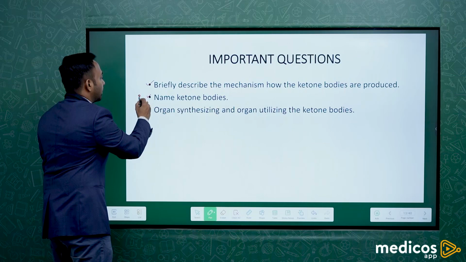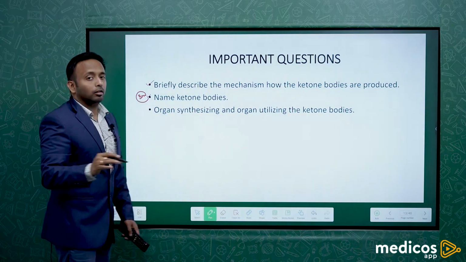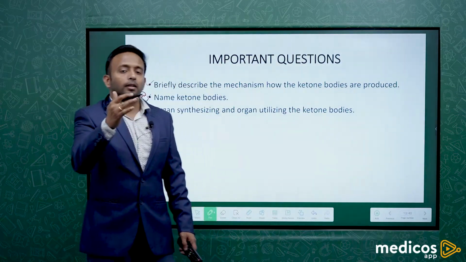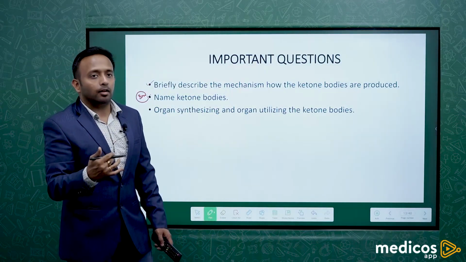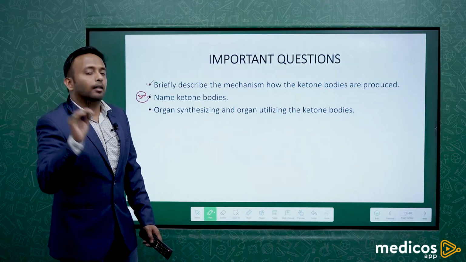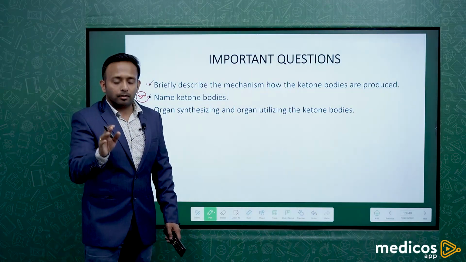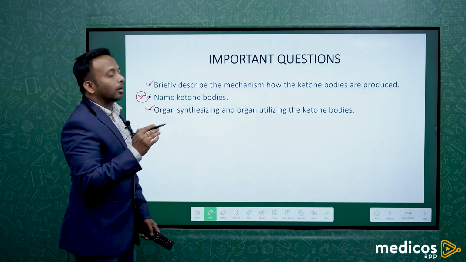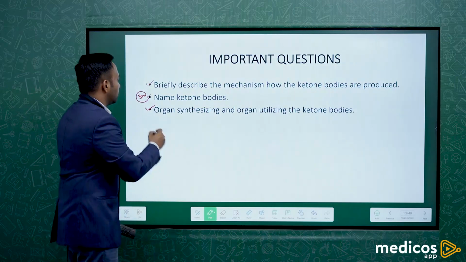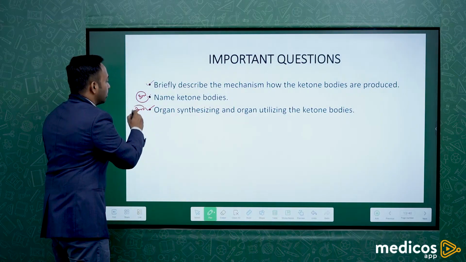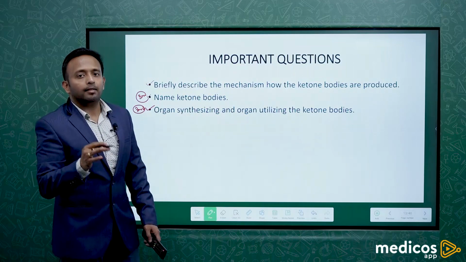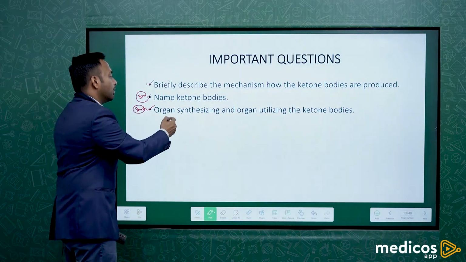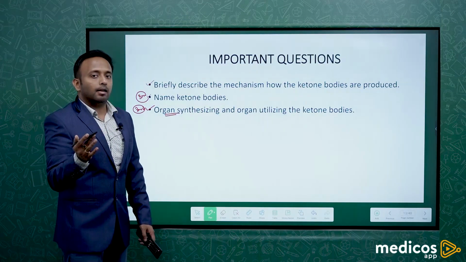Next, the second question, which is most commonly asked as a 3-mark or short answer question: name some ketone bodies, or name any 3 ketone bodies. You have to differentiate, do not write all 3 randomly: write primary ketone body acetoacetate, secondary ketone body beta hydroxybutyrate, and acetone specifically. Then organ synthesizing and organ utilizing the ketone bodies. Again, it is a short answer question. What is asked is which organ utilizes the ketone bodies. That is the extrahepatic tissue, name them. Then which organ synthesizes the ketone body, which is only the liver. Liver can generate the ketone body.